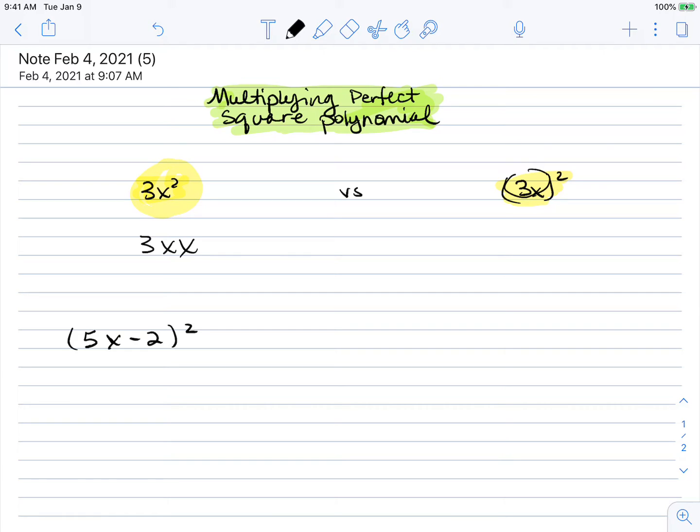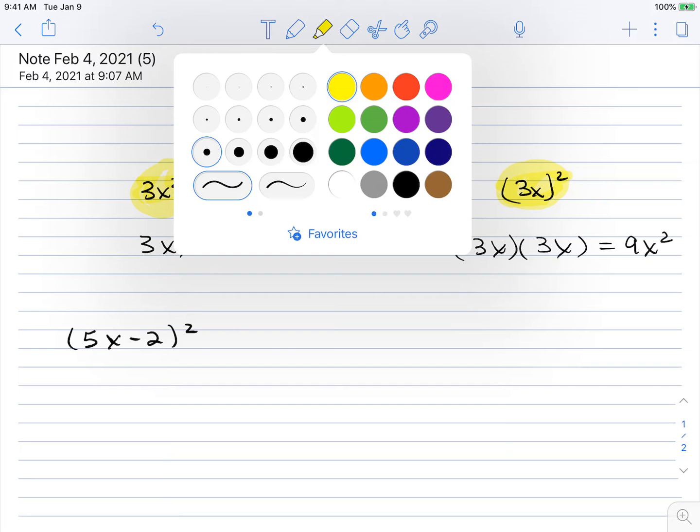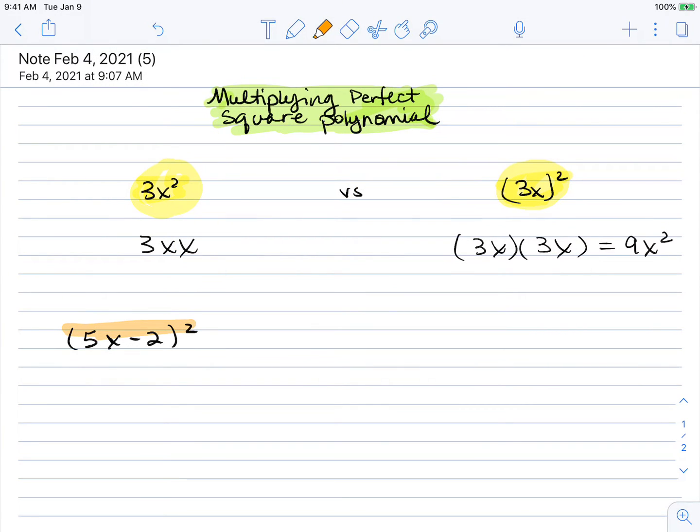And then when I look at this guy over here, the power is touching the parentheses. And that means that I have the parentheses twice. So I have 3x and 3x, and this is the same as saying I have 9x squared. So they're not the same. The parentheses makes a difference. So I want to talk about this guy down here. We're going to talk about this problem right here.